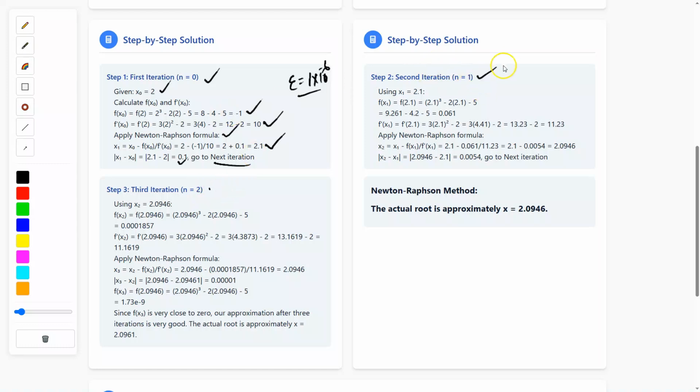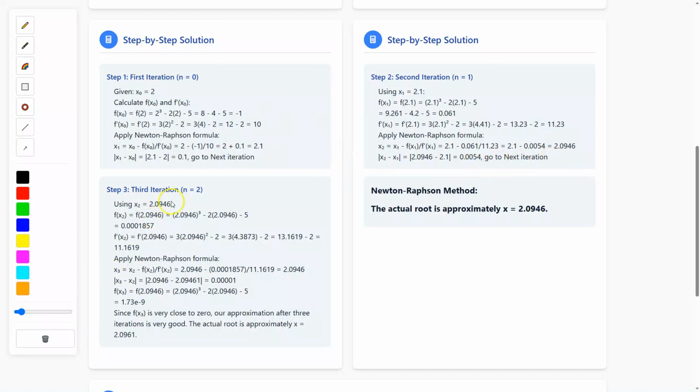Okay, so here n = 1. The x1 we got is 2.1, and based on that x1 we calculate f(x1). After plugging everything in, f(x1) is 0.061, and f'(x1) is 11.23. Now apply the Newton-Raphson method: x2 = x1 - f(x1) / f'(x1), which gives x2 = 2.0946. Now |x2 - x1| gives 0.0054. Again it is not matching, so go to the next iteration.